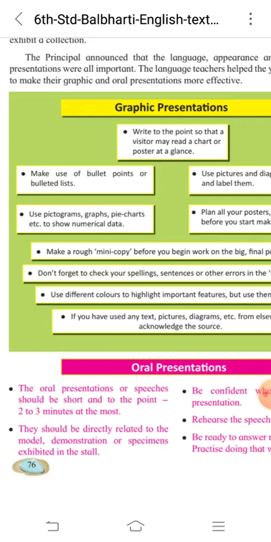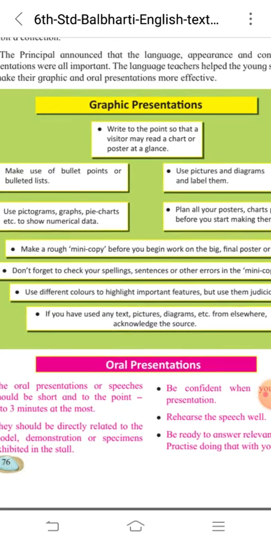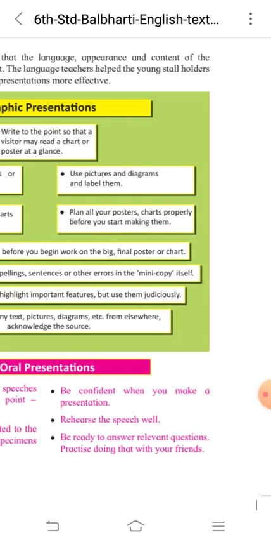Then they should be directly related to the model, demonstration or specimens exhibited in the stall. So whatever you are speaking, it should be related to whatever model you have made or demonstration you have done or the specimens you have exhibited in the stall. Whenever you are speaking, you need to be confident, so that the person who is coming and listening to you will be impressed by your speech.